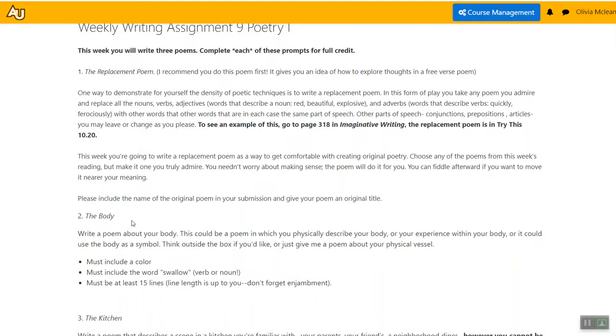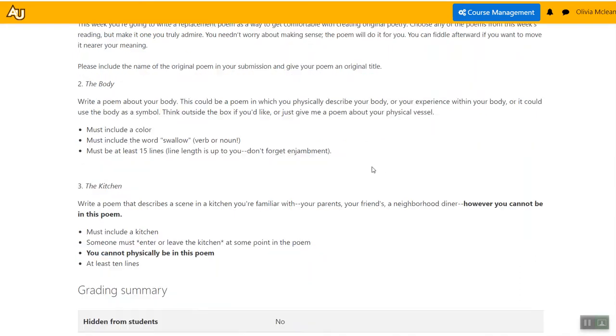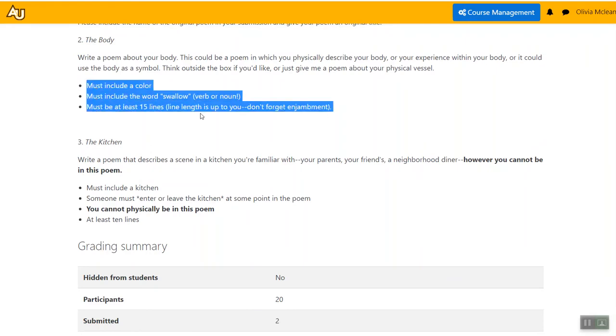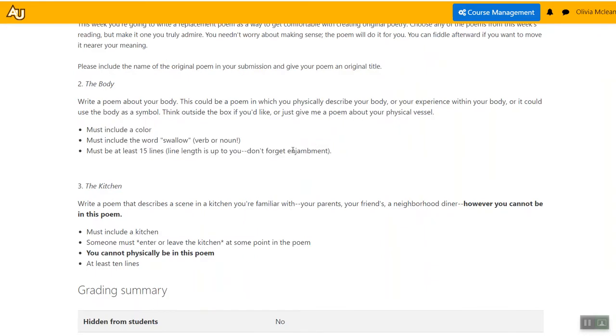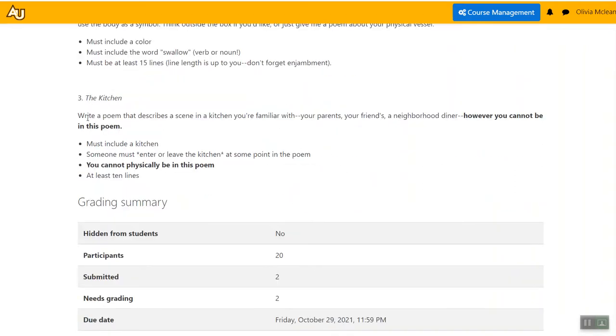Okay, after that, you're going to write a poem about your body. This could be a poem in which you physically describe your body or the experience within your body, or it could use the body as a symbol. Think outside the box if you like, but just give me a poem about your physical vessel. It must include a color, must include the word swallow. That could be a verb or a noun, like the bird. And it must be at least 15 lines. So the line length is up to you. Don't forget your enjambment.